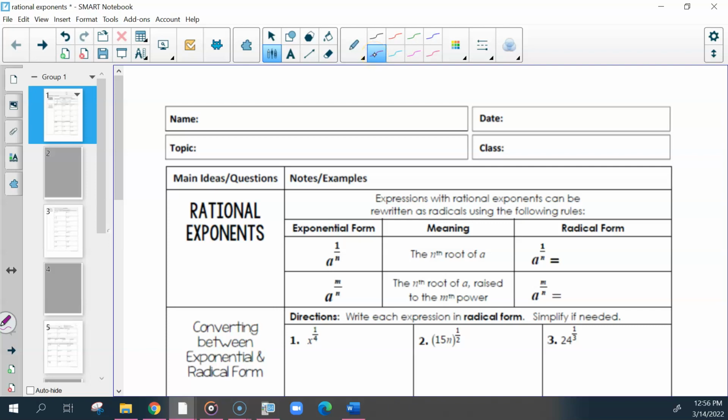Talking about how to rewrite exponents that are rational into a radical form and vice versa. So first, I'm going to give you the fill-in copy of this first part. Expressions with rational exponents can be rewritten as radicals using the following rules.